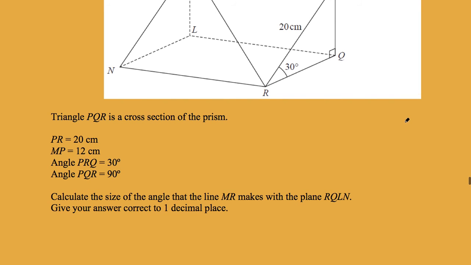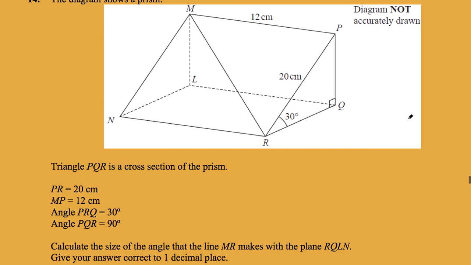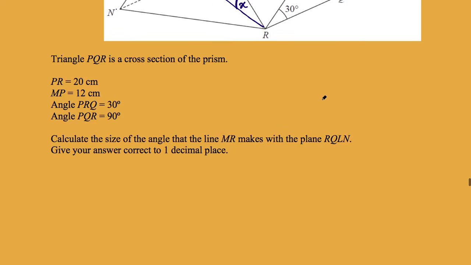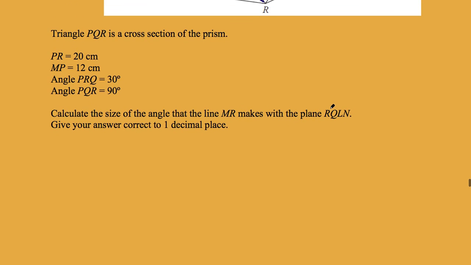Calculate the size of the angle that the line MR makes with the plane RQLN. So RQLN is this sort of base of the prism here, and the line MR is that one there. In order to find this angle, I actually need to mark in a line here. We're talking about the angle between the line and the plane, so we're talking about this angle in here. That's the one I'm looking for. It's not the angle between the line and the front of the prism, or any other angle. It's just between that line and that whole plane surface. So give your answer correct to 1 decimal place.